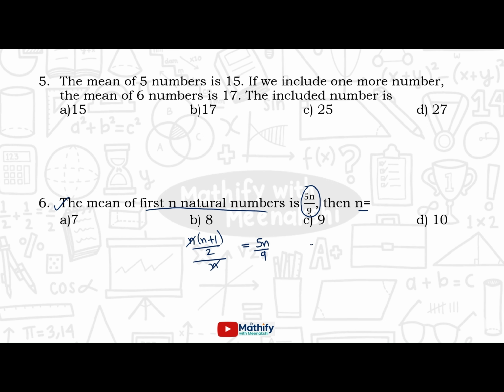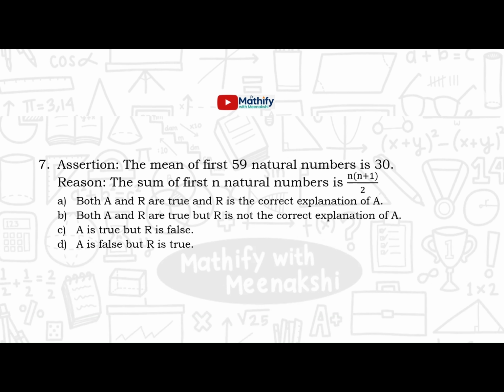So just do cross multiplication, we get 9 into n plus 1 is equal to 10n. If you use the distributive property, you will get 9n plus 9 is equal to 10n. Now just transpose 9n to that side, it becomes n is equal to 9. So option C is correct. Let's move to the next question.